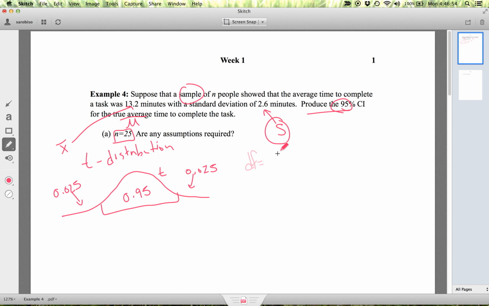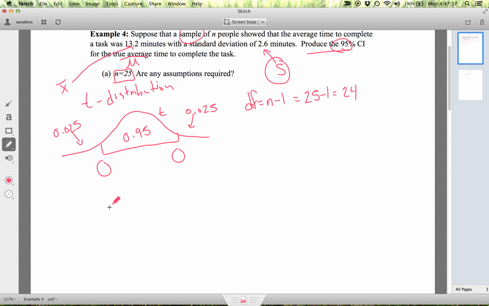Okay, part of the problem with t distributions is they have degrees of freedom, but we know that the degrees of freedom for the t distribution is n minus 1. Okay, n here is 25, so we can minus 1 and we get the value 24. So if we're trying to look for these two t values, what we need to do is go to our t table. Okay, and the t table works a little differently than the z table.